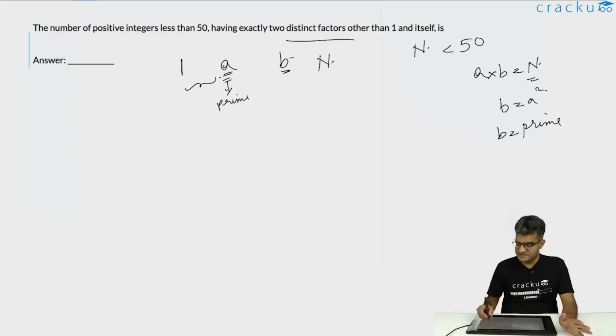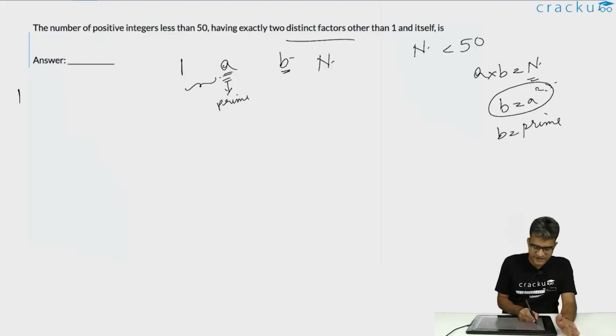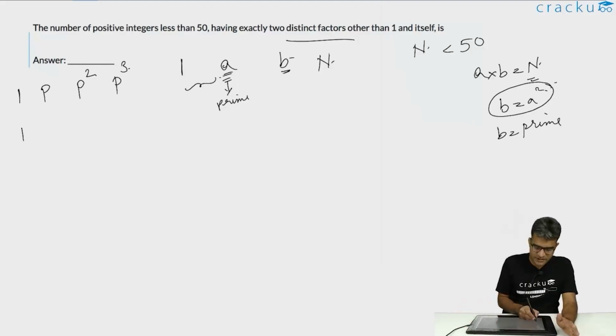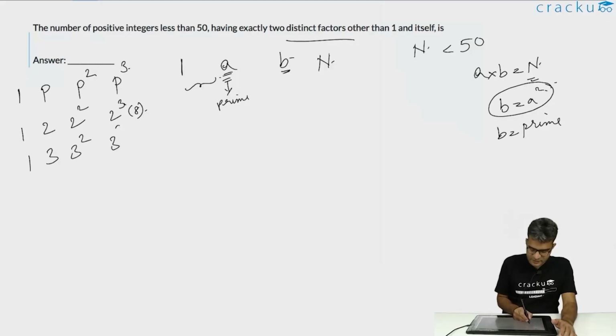Let us look at both the cases. First, we are looking at the case where b is a square. So basically the number n is of the form 1, a prime number p, the square of a prime number p square, and this number will be p cube. So you will have two such numbers which are less than 50. What are those two numbers? They are 1, 2, 2 square and 2 cube, which is 8. Or 1, 3, 3 square and 3 cube, which is 27. The next number will be 1, 5, 5 square and 5 cube, which is 125, which is greater than 50. So this is not allowed.